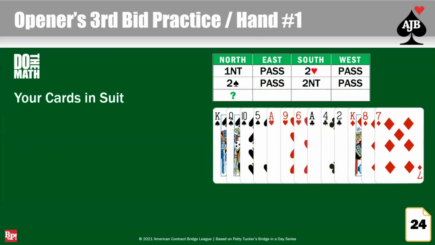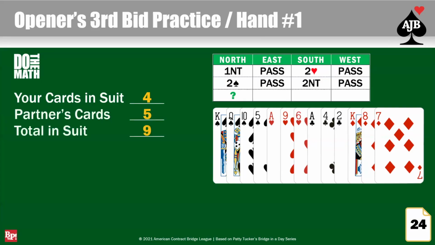So the bidding went 1 no trump, pass, 2 hearts, which was a transfer to spades. Then South bid 2 no. This is opener's hand. So how many cards do we have in the suit that we were transferred to? We have 4. How many did South show? 5. So we have 9 cards in spades. Are we going to play in spades or no trump? Spades, right?